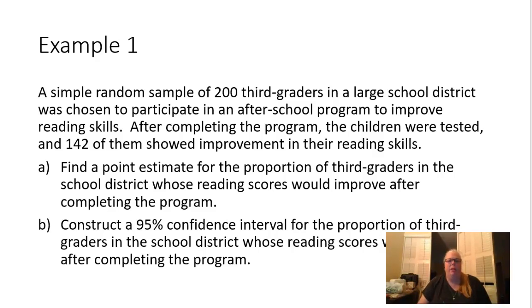Part A. Find a point estimate for the proportion of third graders in the school district whose reading scores would improve after completing the program. All right, this is going to be our p hat. And the only thing we have to work with is the 142 of them who showed improvement and the 200 who were chosen to participate in the first place. So what we're really doing is finding a probability here. What's the probability that a third grader would show improvement after doing this program?